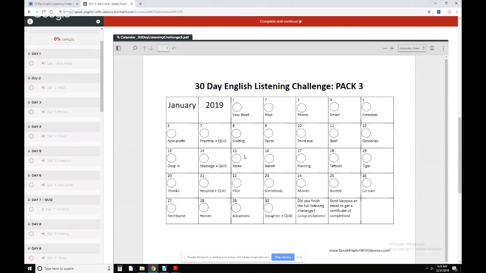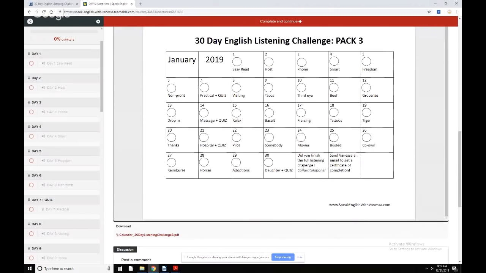I need to continue. So I hope that this calendar will just motivate you a little bit, because when you complete it, you can send me an email and get a certificate of completion. This is an unofficial certificate, but it's my way to thank you for your hard work and also for finishing all of this. Hopefully it will help you to see that you have certainly improved.